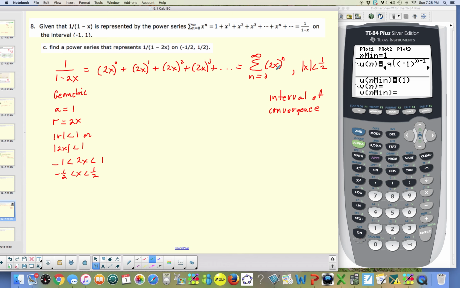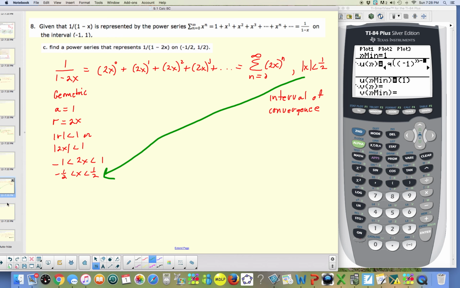We can really write it like this. Now the stipulation is that this ratio has to be less than 1 in absolute value, and if you solve your inequality, then this is what x needs to be. So you can either write it that way or you can write it this way. And that's called the interval of convergence.